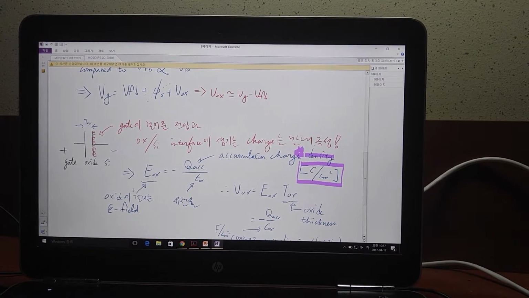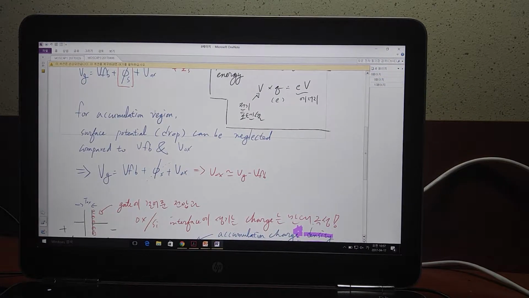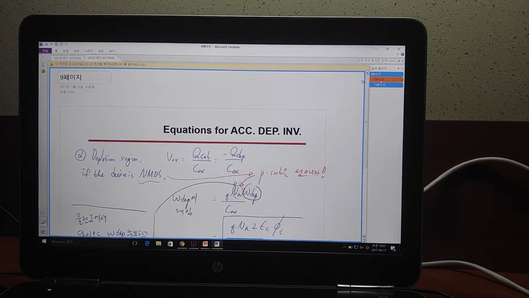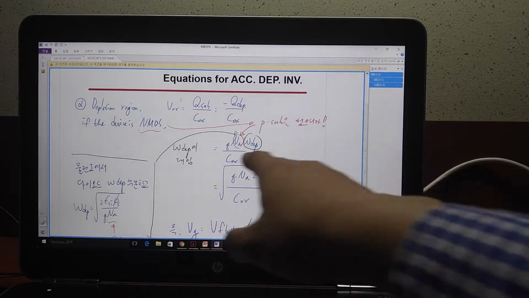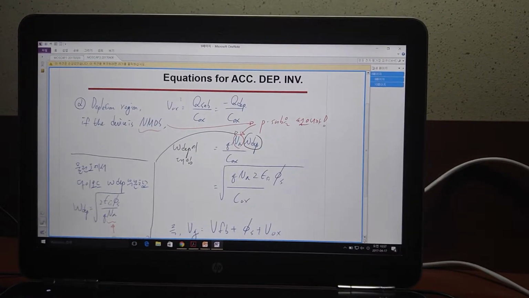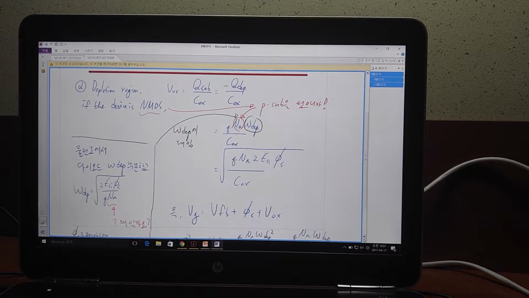For the depletion region, if the device is MOS, each equation is like that here. What you have to focus on in this section is the relation between the gate voltage and depletion width. If we give strong gate voltage, the depletion width is going to increase.